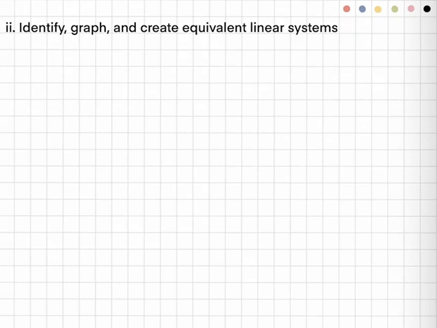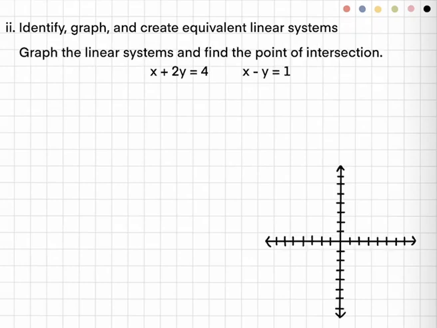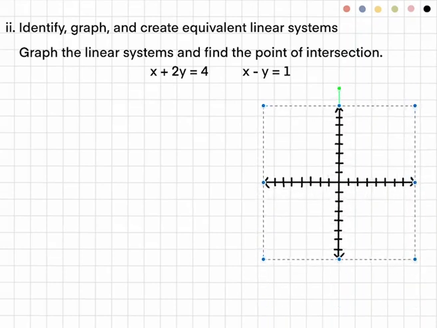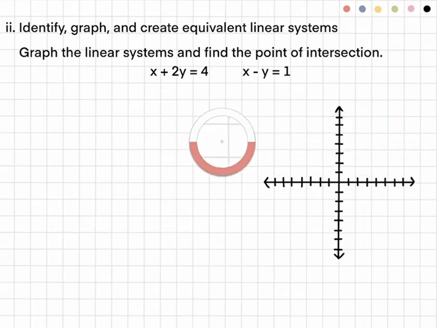Let's put our question up. They're asking us to graph. I'm going to move our graph up a little bit higher. There we go. Okay, so graph the linear systems and find the point of intersection. So what we need to do is, let's pick our colors. We're going to rewrite both of them into y equals mx plus b form.